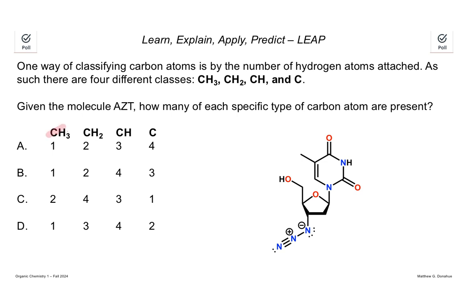So CH3. Wherever there's a CH3 in that molecule, I'm going to highlight it red. How many CH3 groups are there? I heard a 2, I heard more 1s, there's 1. It's right here. And from that, we can eliminate C as a response, right?